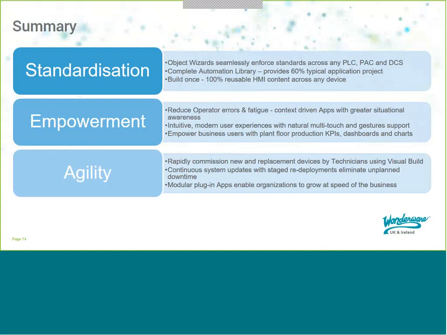So then just to summarize, what we're doing with this is creating much more out of the box in terms of standardization, being able to create a complete automation library out of the box, build it once, so you probably already got architecture graphics you can reuse across all of the systems that you've got. You can empower more people, reduce the operator fatigue. You've got much more in terms of the applications being context-driven, much more intuitive. You're empowering people to be able to react to adverse situations much quicker and make continuous improvements as well. And there's much more agility in this release, so being able to do things like visual build for the technicians of the world or the contractors, being able to do updates with staged redeployments, eliminating that downtime.